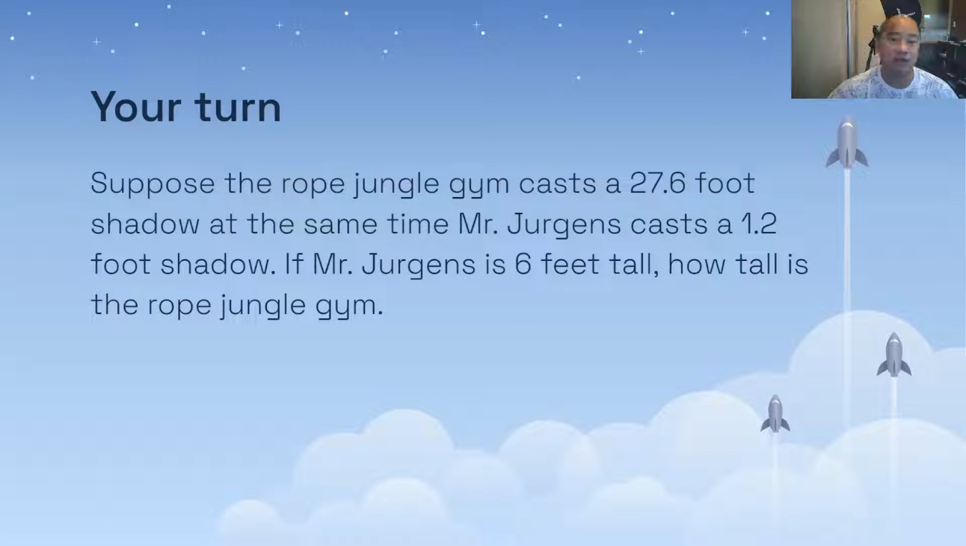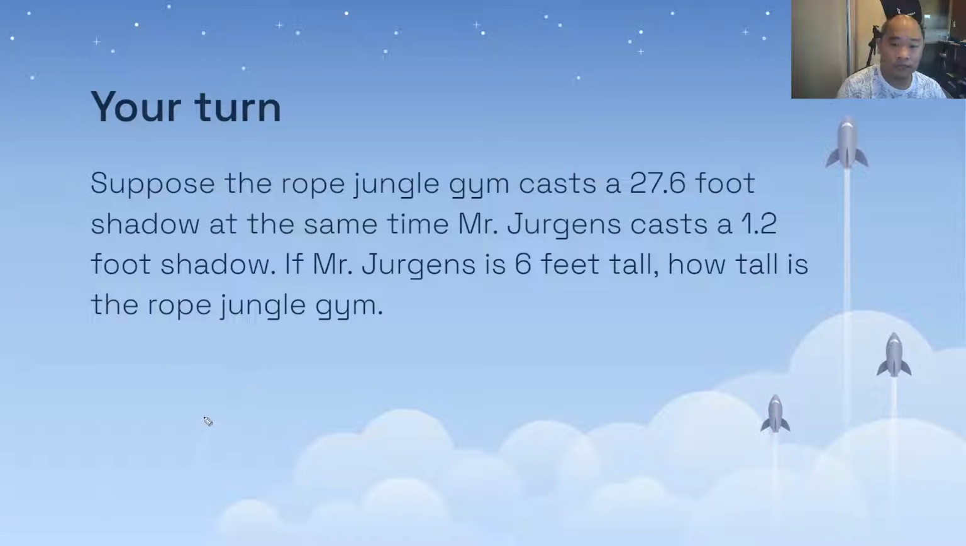So let's suppose that the jungle gym, the thing next to my classroom that has the ropes that you can climb, that's the jungle gym. Let's say that it casts a 27.6 foot shadow at the same time that Mr. Juergens casts a 1.2 foot shadow. If Mr. Juergens is 6 feet tall, how tall is the rope jungle gym? And remember, if you're doing this at home and you don't know how to answer this, feel free to just go back and watch the example video again.